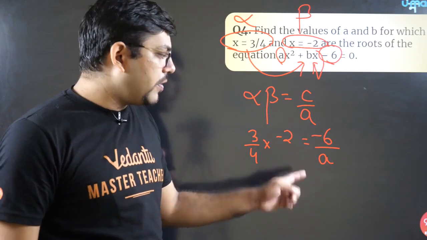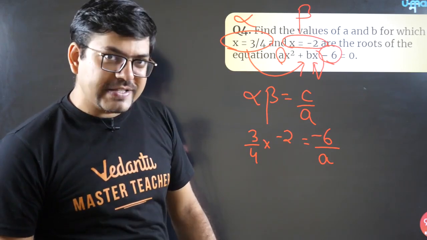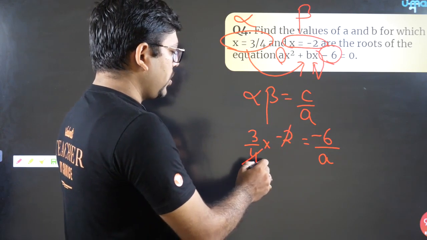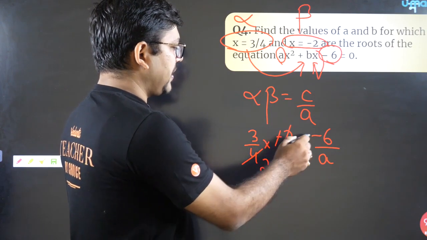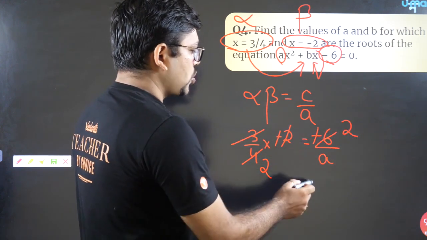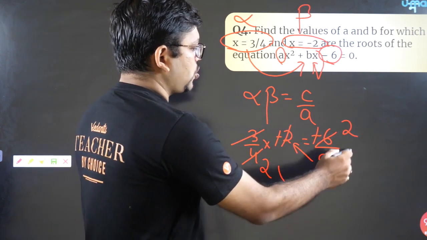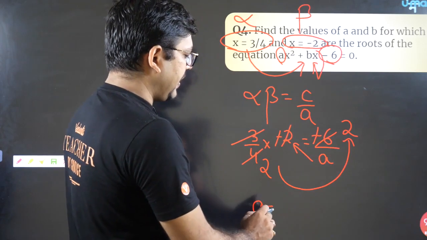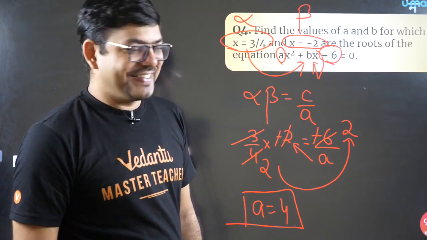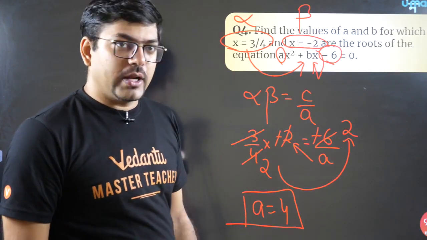Don't you think that here we will be able to find the value of a much more easily, isn't it? So if you cancel this 2 with 4, so this will be cancelled in 2, this minus and minus gone, this 3 will cancel this 6 in 2 times. So you will send this a to here and this 2 to here. So you will get finally a is equals to 4. And we got the value. So we got the value of a as 4.